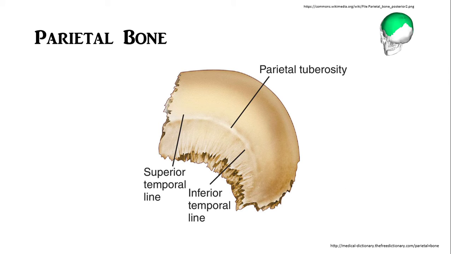Next we have the parietal bone. This makes up the superior portion of the skull here, and there's one on each side again, just like the temporal bone has one on each side. It's pretty simple. Here we have the parietal tuberosity. You see that going down the superior temporal line, which goes right there at the top, and then the inferior temporal line there, right here towards the bottom.